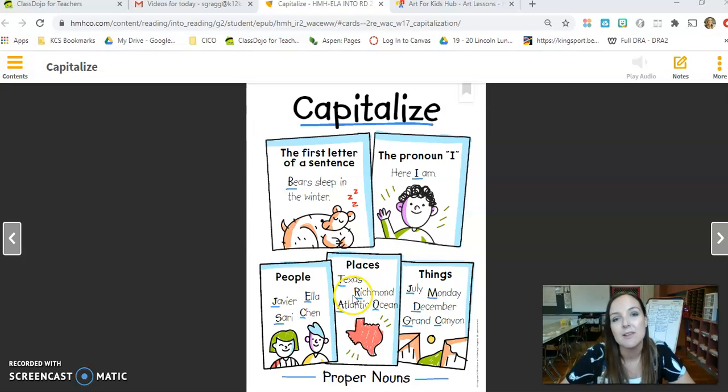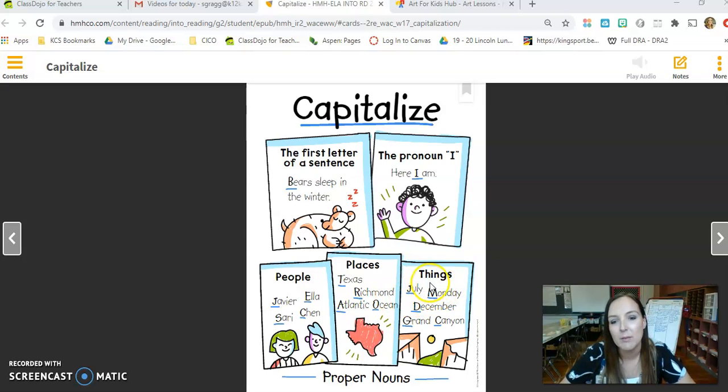We also capitalize the names of places. So when we think of places, we think of states like Texas. Richmond is a city. Atlantic Ocean is the ocean, obviously. So the names of a place. So if you're writing about a time that you went to Dollywood, for example, that would be a capital D. Or maybe a time you went to McDonald's. That would be a capital M. So anytime you're writing about a place, the name of it, you need to put a capital letter.